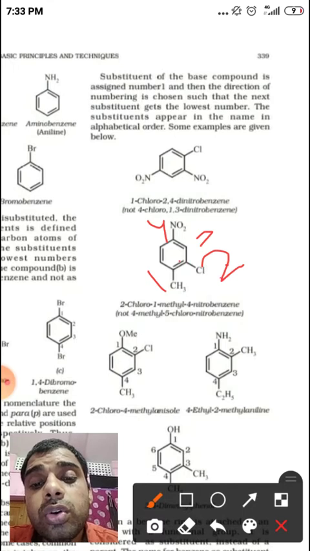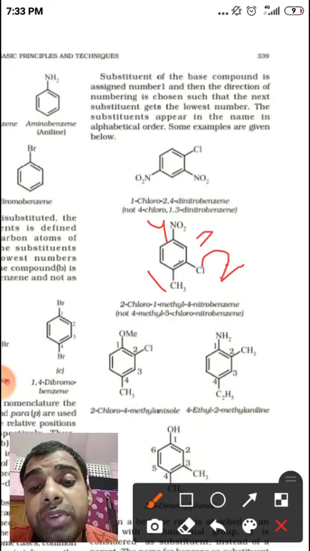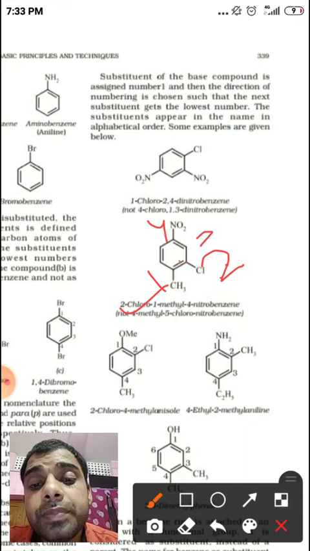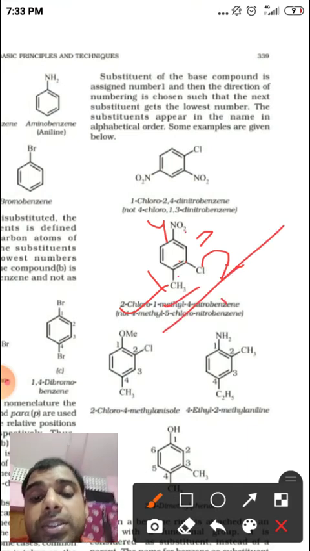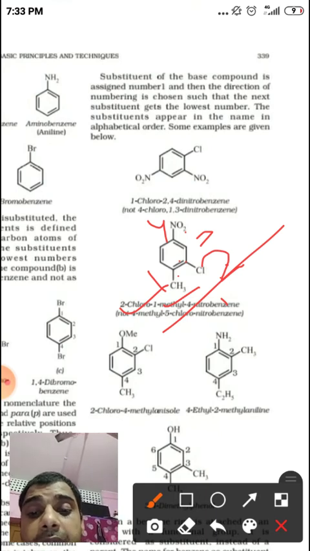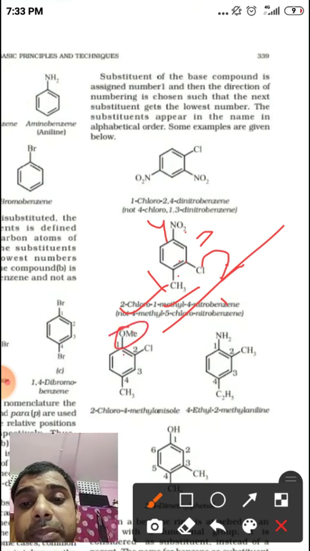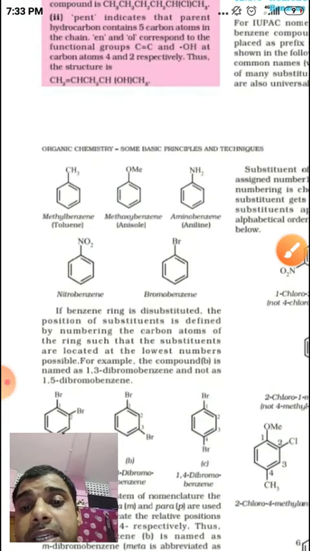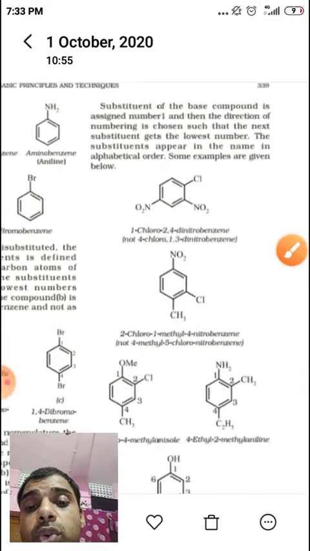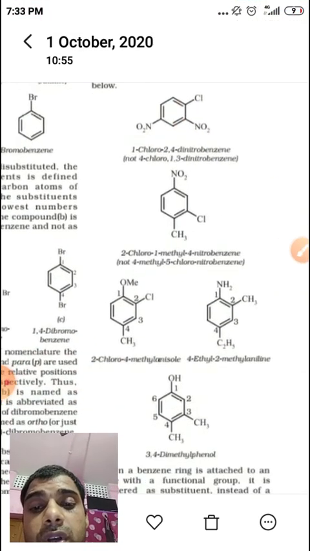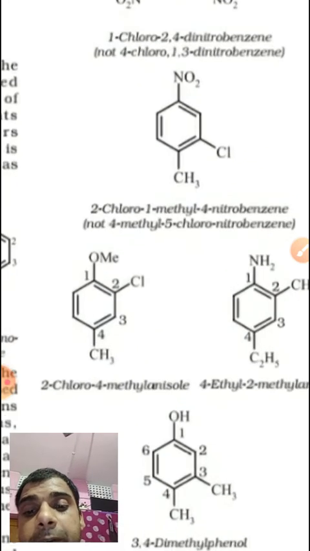So what would be the name? 2-chloro, alphabetically chlorine will come first. 2-chloro, 1 position methyl, and then at 4 nitrobenzene. Okay, so this is the name. And you know what OMe is? Here I have discussed now, OMe is anisole. OMe is anisole.